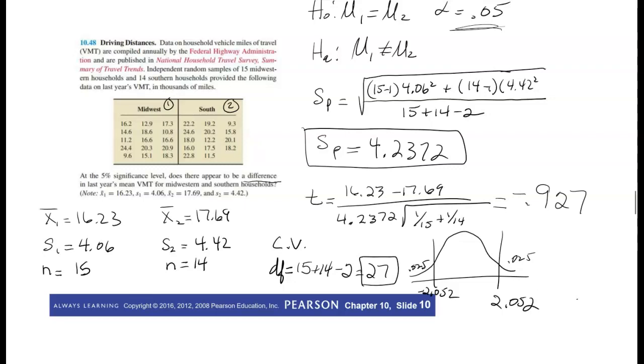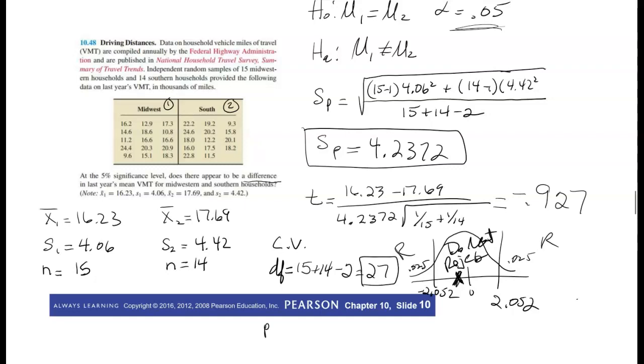2.052. Clearly, there's 0. This is in the do not reject, sorry. It's in the do not reject region. The rejection regions are on the sides. These are your rejection regions. And this is going to be a do not reject.